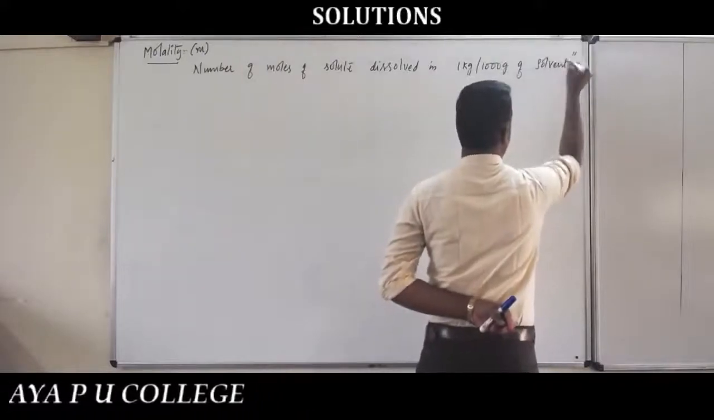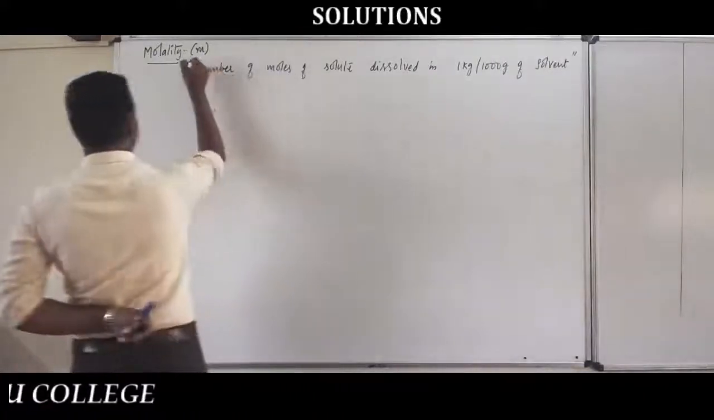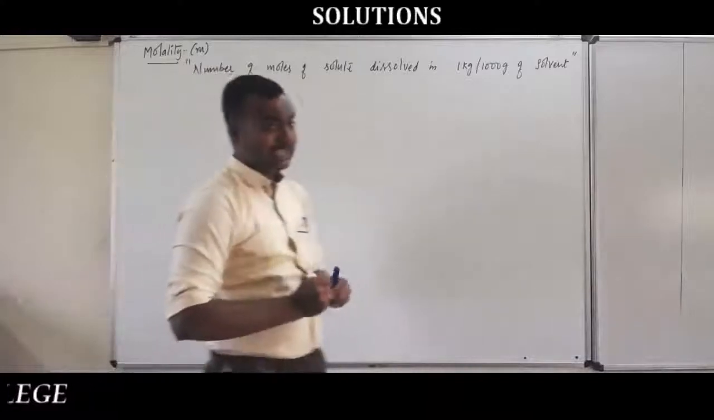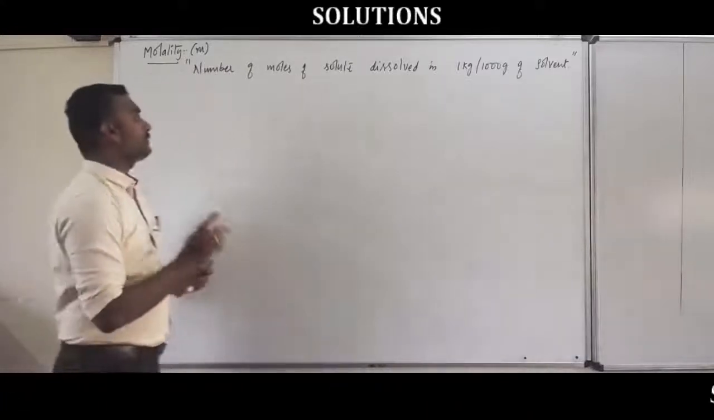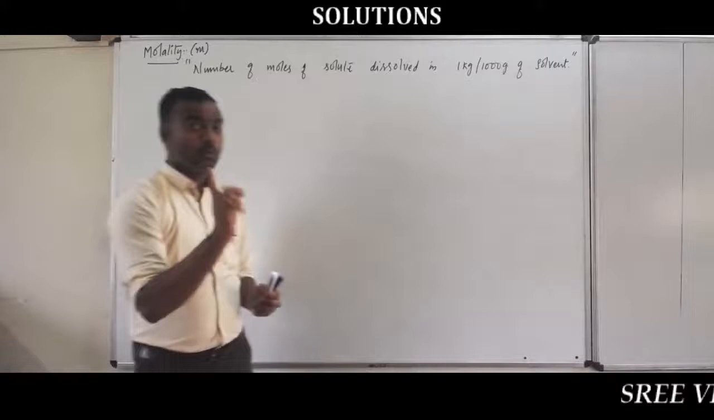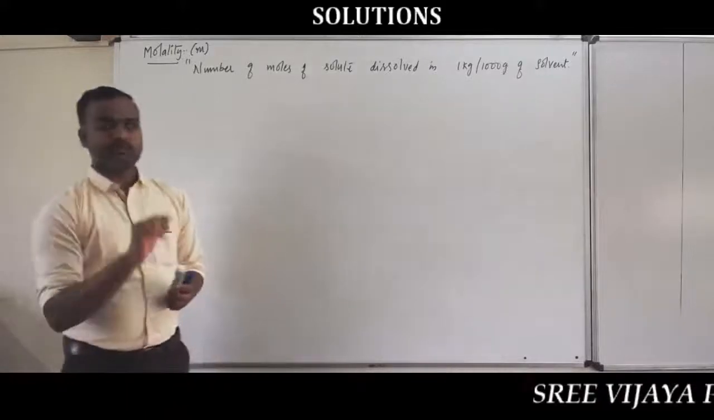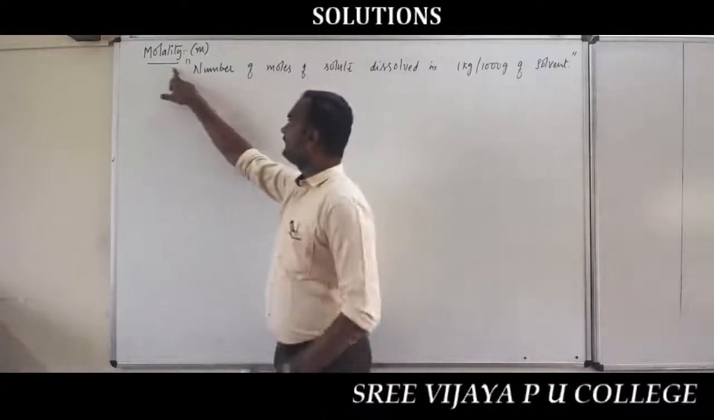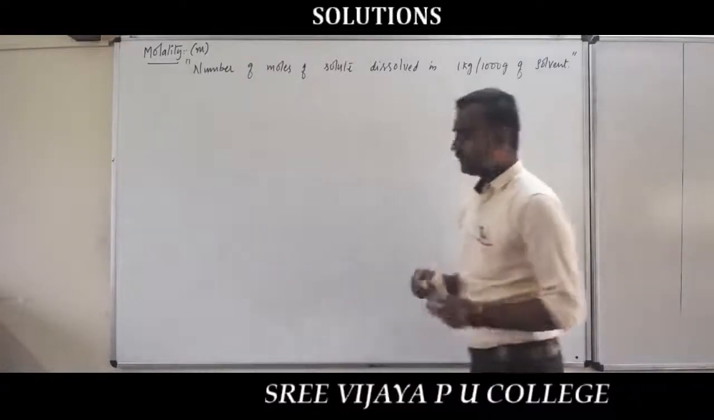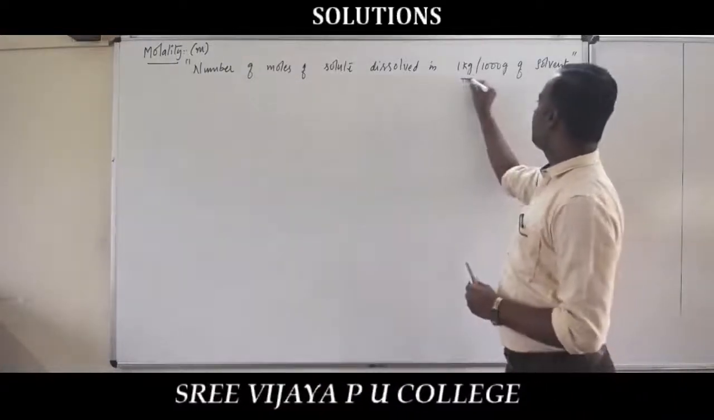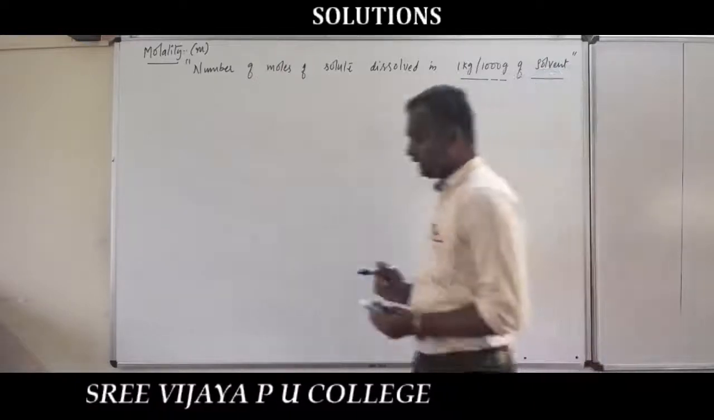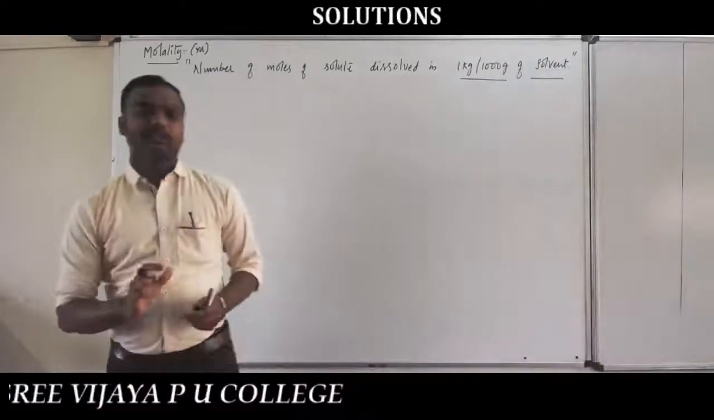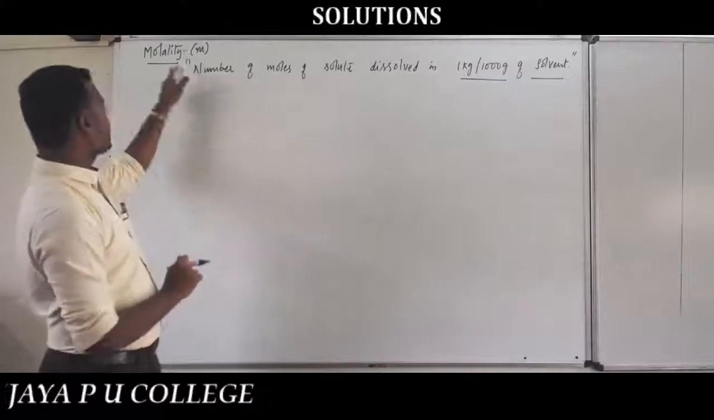So this is very important. Again, for one mark, define molality. Molarity is nothing but the number of moles of solute dissolved in 1 liter of solution. That is called molarity, indicated by capital M. But here, molality is the number of moles of solute dissolved in 1 kg of solvent, or 1 kg is nothing but 1000 gram of the solvent. That is called molality.